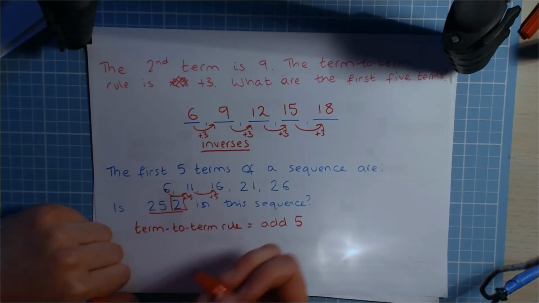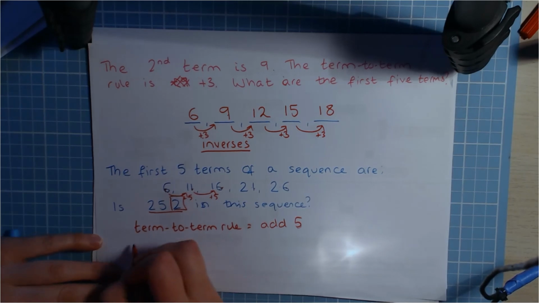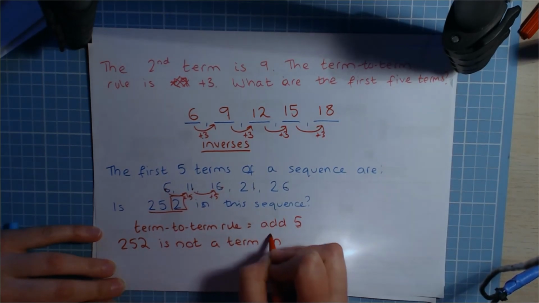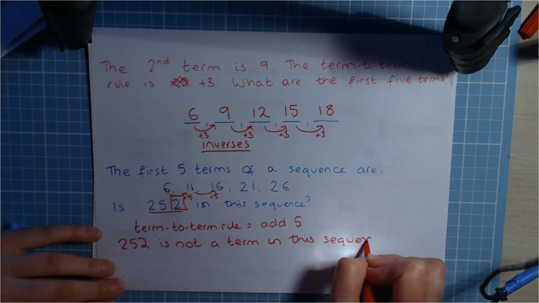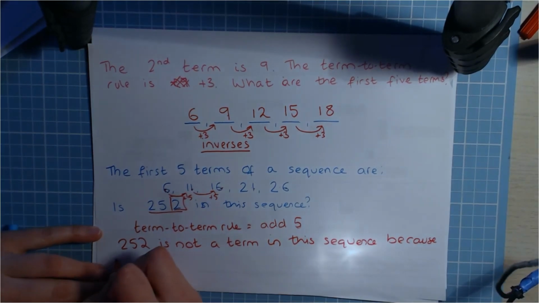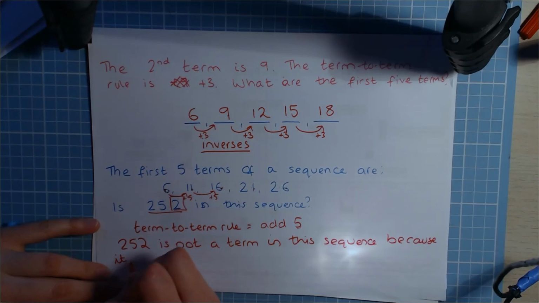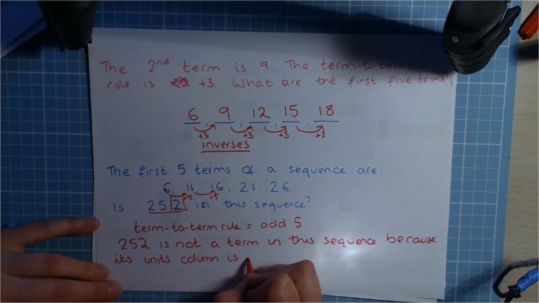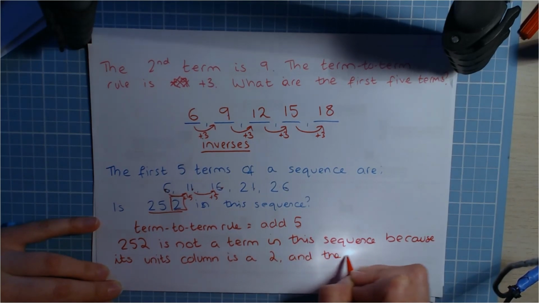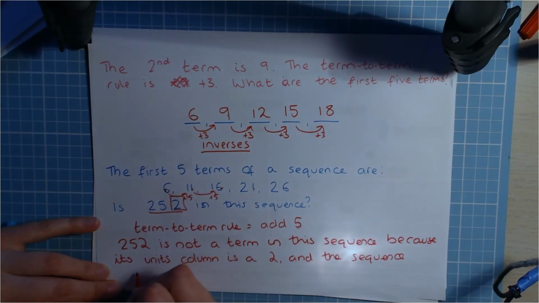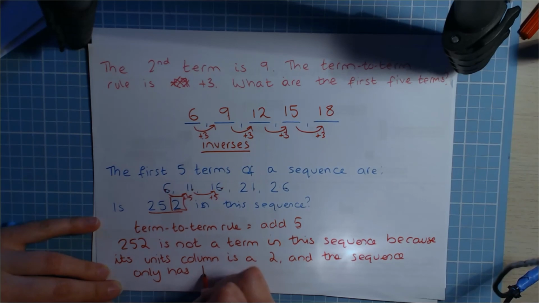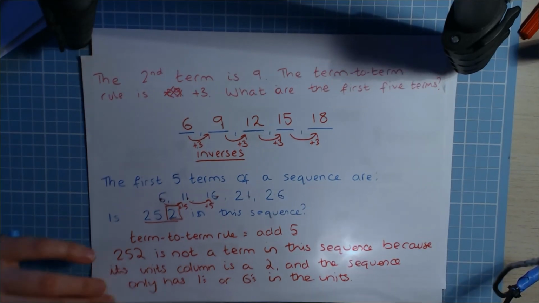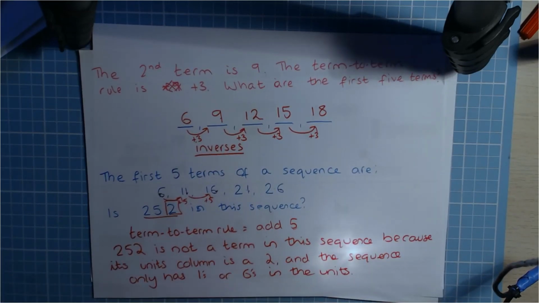Okay, so the way we'd write this is where most people, they can see it, but they don't know how to write this down. We'll say 252 is not a term in the sequence because you could either say it doesn't end in a 1 or a 6, that's okay, or we could be a bit more efficient and say because its units column is a 2 and the sequence only has 1s or 6s in the units. Okay, that's quite wordy. I got a bit carried away. Such a nice pen to write with.